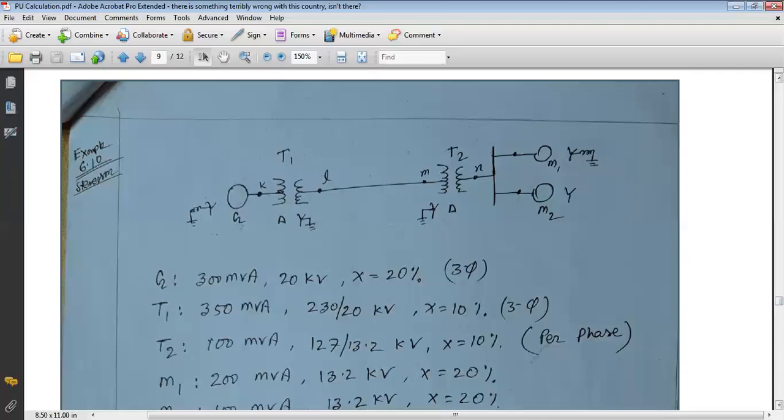In the next class we will meet in a new topic: how we calculate the bus admittance matrix for any power system. We know that our power system is interconnected. So how do we calculate the bus admittance matrix for an interconnected power system? Before calculating it, we have to know what the bus admittance matrix actually is, and what an interconnected power system actually is. All these things we will discuss, inshallah, in our next lecture.